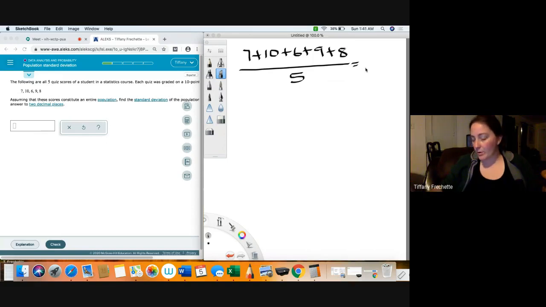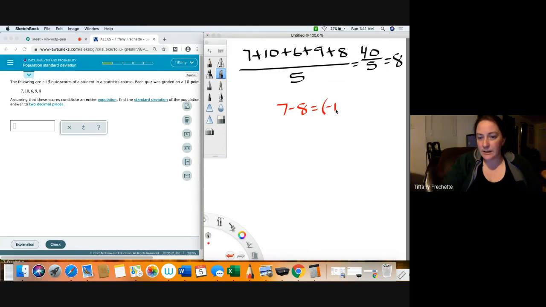So I end up with 40. Add it one more time just to make sure. Yep. So we end up with 40 divided by 5, which is 8. All right. So now, and I'm going to switch my pen color again here. All right, so now we're going to take each number and we're going to subtract from the mean. So I'm going to start with 7 and I'm going to subtract 8.